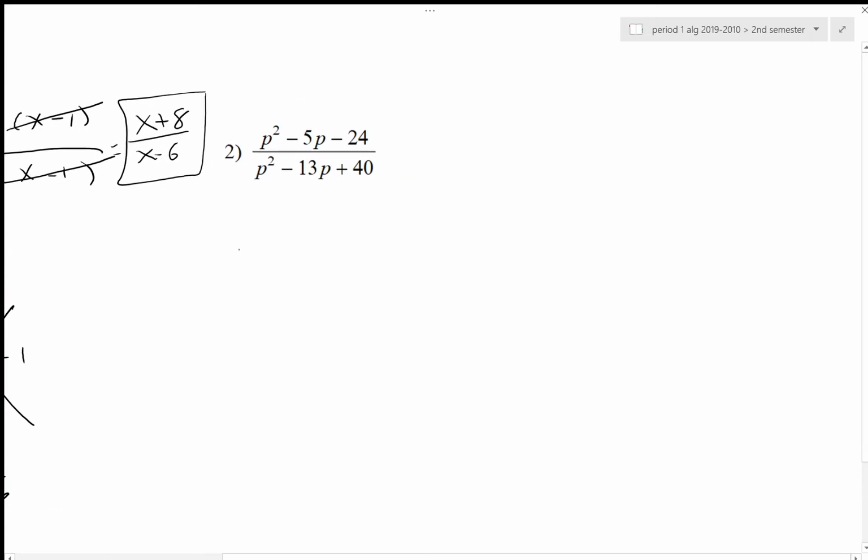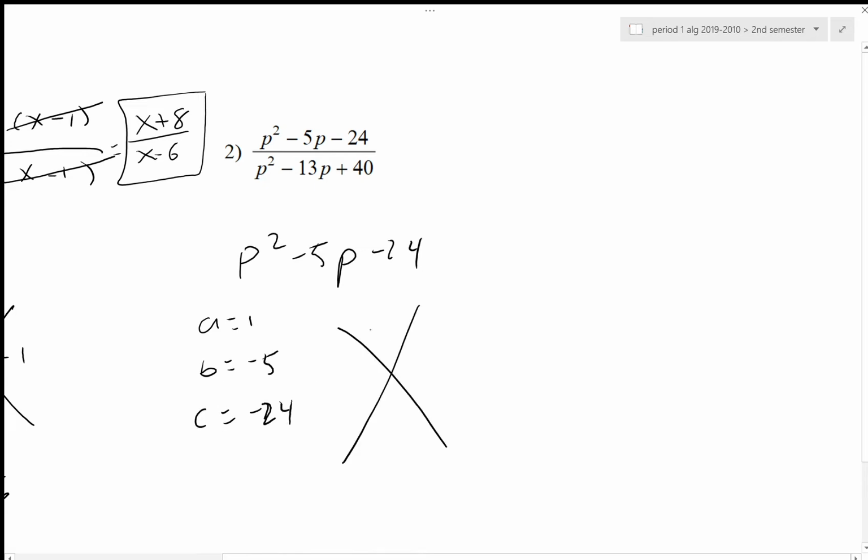So let's do number 2. P squared minus 5p minus 24. A is 1. B is negative 5. C is negative 24. Negative 24, negative 5. Okay.